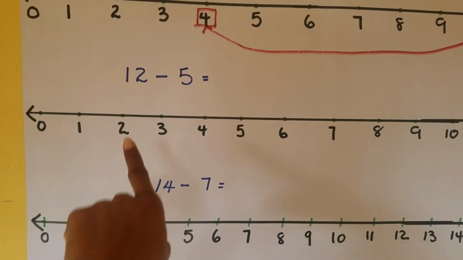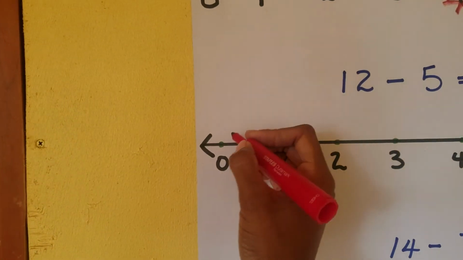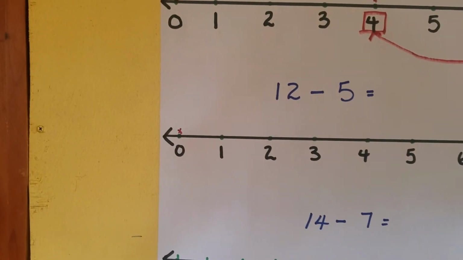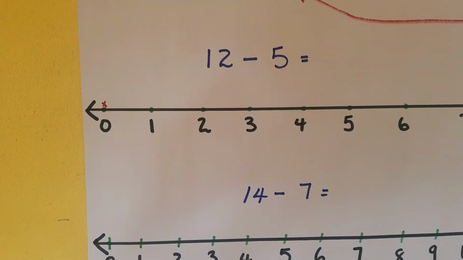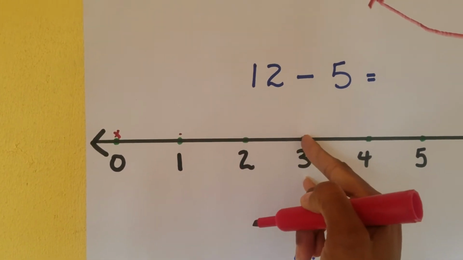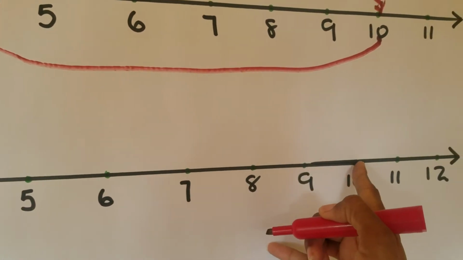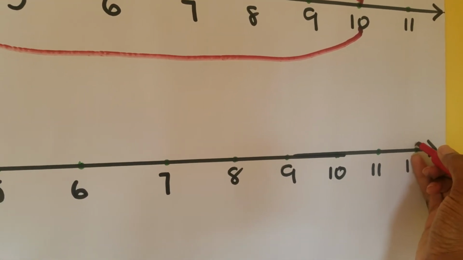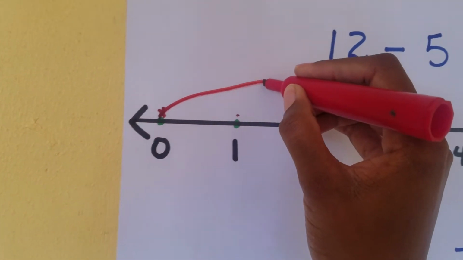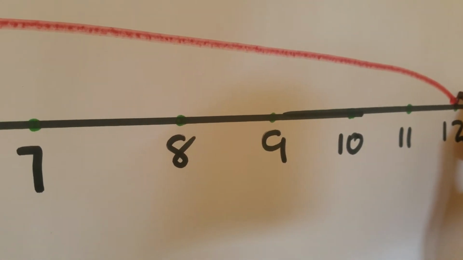My next example says 12 minus 5. Remember, we start at 0. So we start at 0. We are going to count 12 points. 1, 2, 3, 4, 5, 6, 7, 8, 9, 10, 11, 12. So we're coming all the way down there. So we go back where we are, right at 0, and we make our big jump to 12. So that's where we are now.